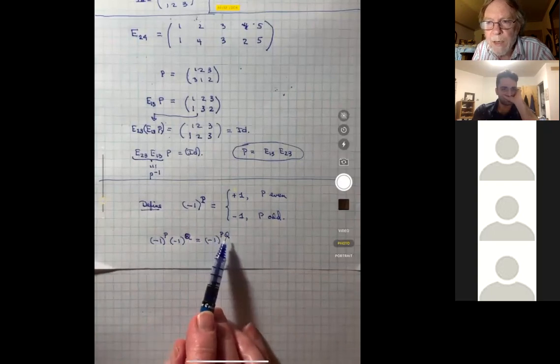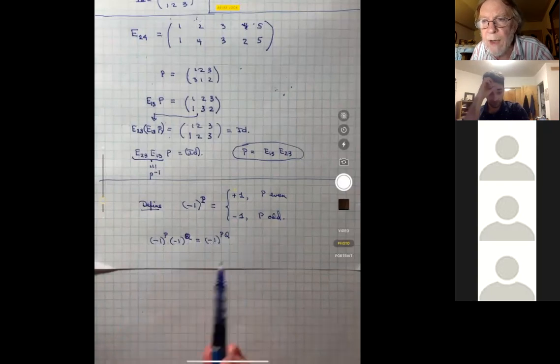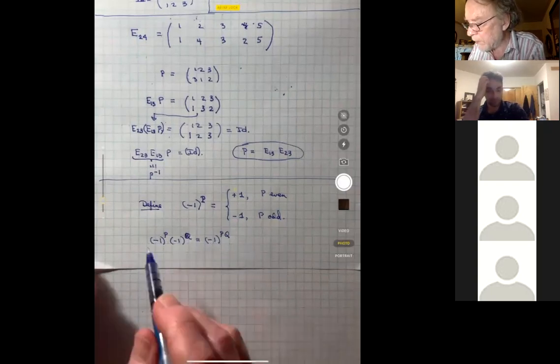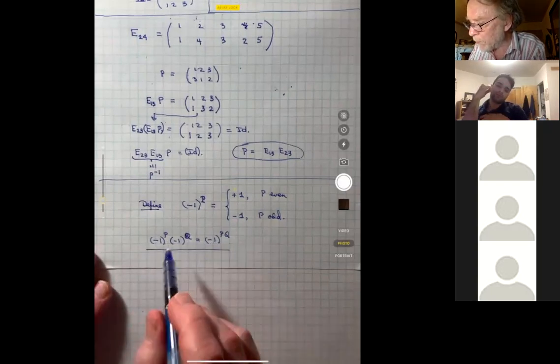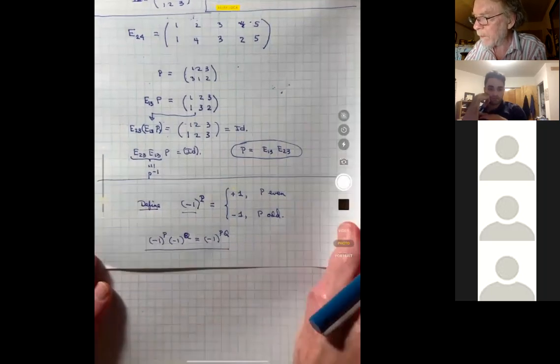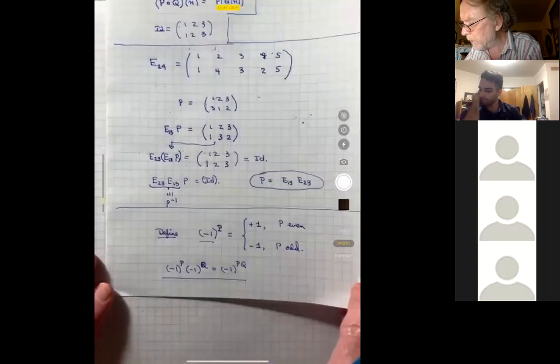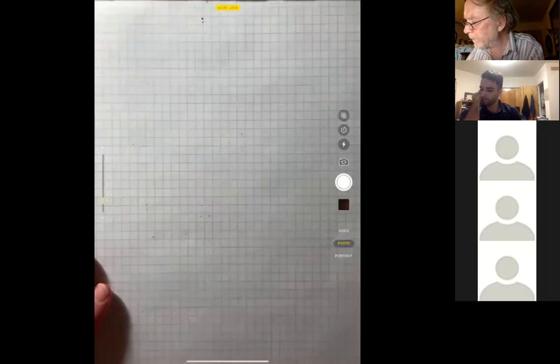So that means PQ is even, though P and Q separately were odd. And you see that's why it's the product of (-1)^P times (-1)^Q. It's kind of obvious if you factor in exchanges. In any case, this is an important rule or basic property of the sign or parity of a permutation. So that's one of the rules of permutations, its sign or parity.